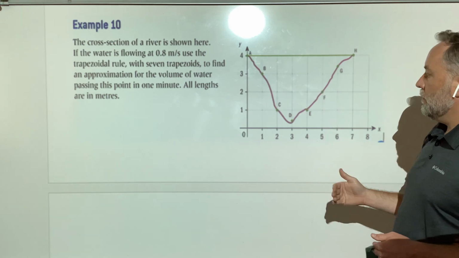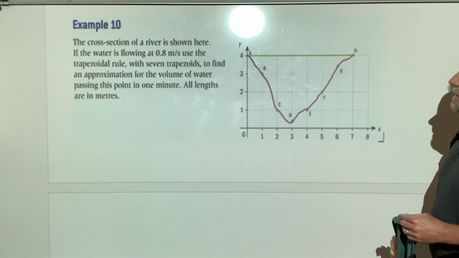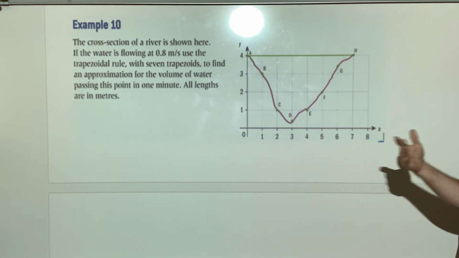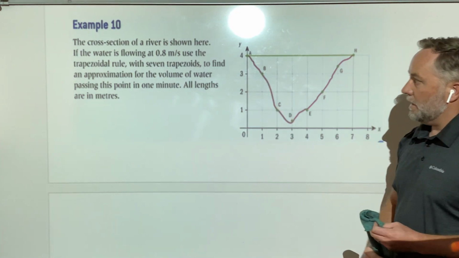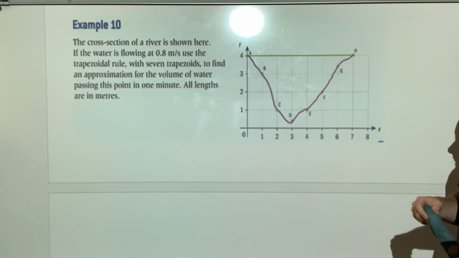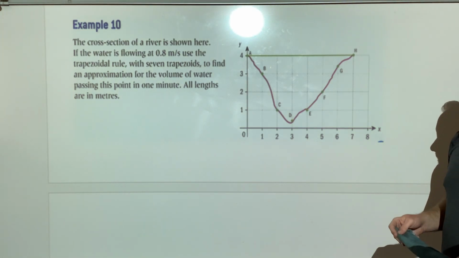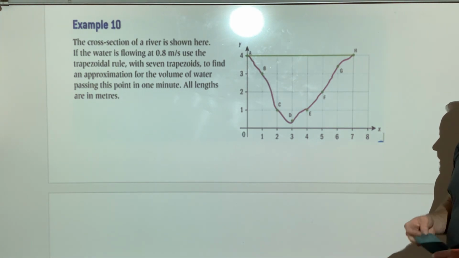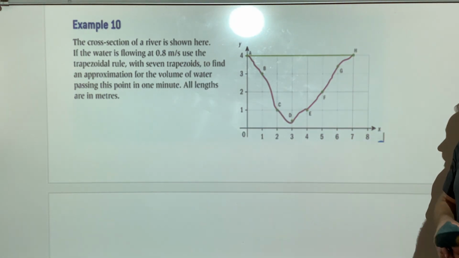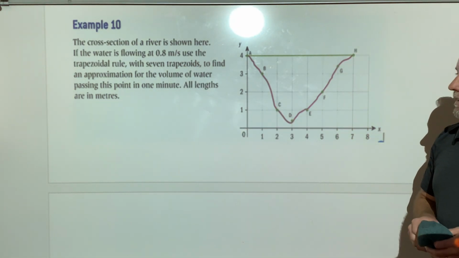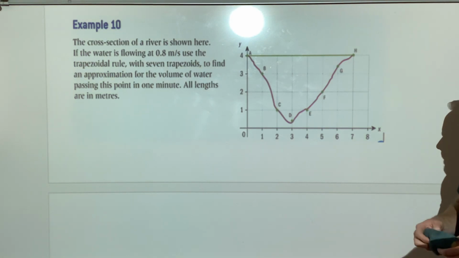It's not real smooth, but it's modeling a situation. But we can still use the trapezoidal rule to give an approximation for that. So the cross-section of a river is shown here. If the water is flowing at 0.8 meters per second, use the trapezoidal rule with 7 trapezoids, so that's key, that's our end value, to find an approximation for the volume of water passing this point in 1 minute. All lengths are in meters.